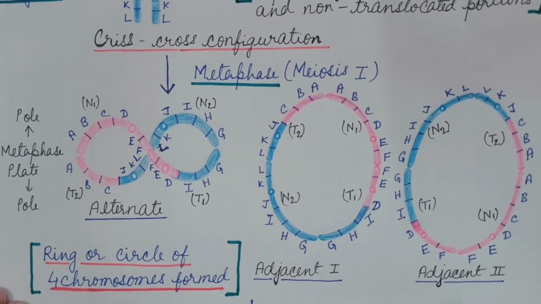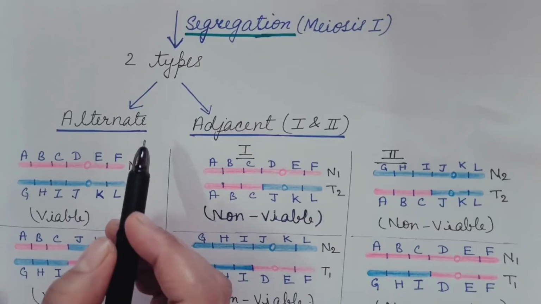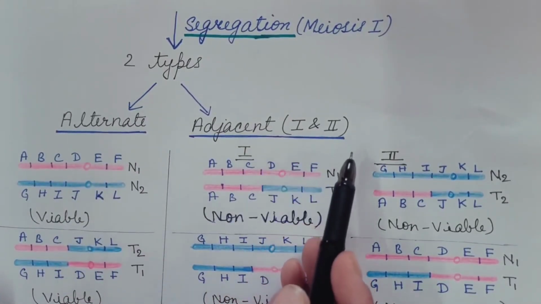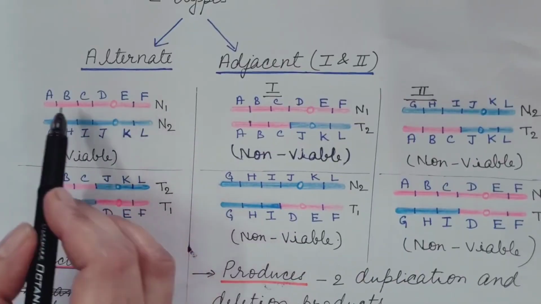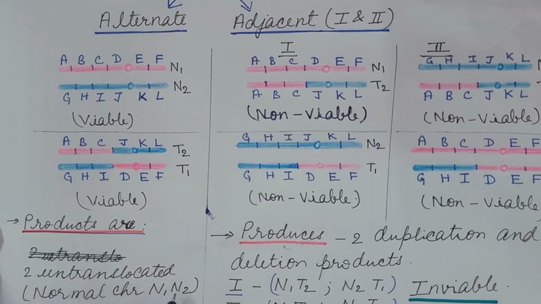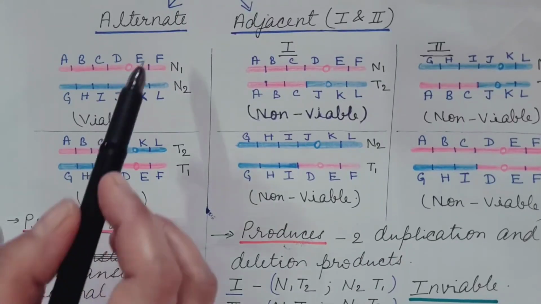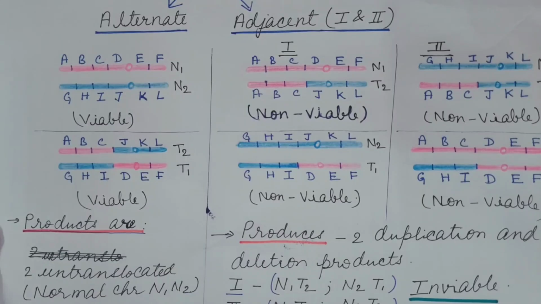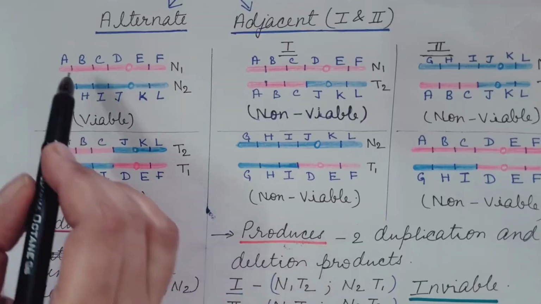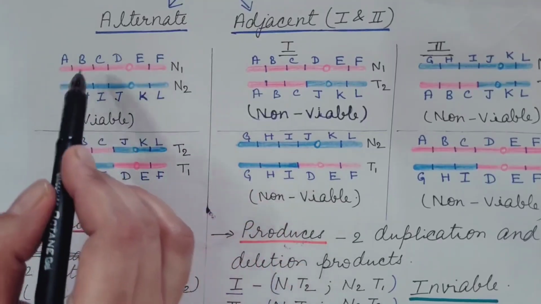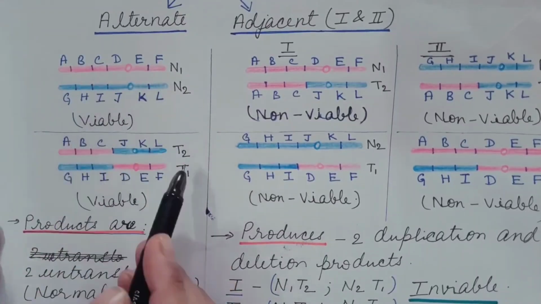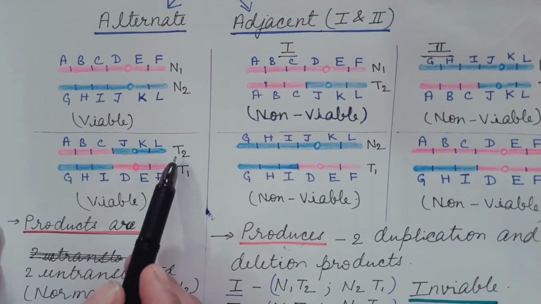So how does this segregation take place? Here the segregation is of two types, alternate and adjacent. In adjacent, adjacent 1 and adjacent 2. In the alternate, two types of products or gametes are produced. One product has the two untranslocated or normal chromosomes N1 and N2, and the other has the translocated chromosomes T2 and T1. Here the product which has the normal chromosomes has all the gene loci, hence it is viable. This is known as the balanced translocation.